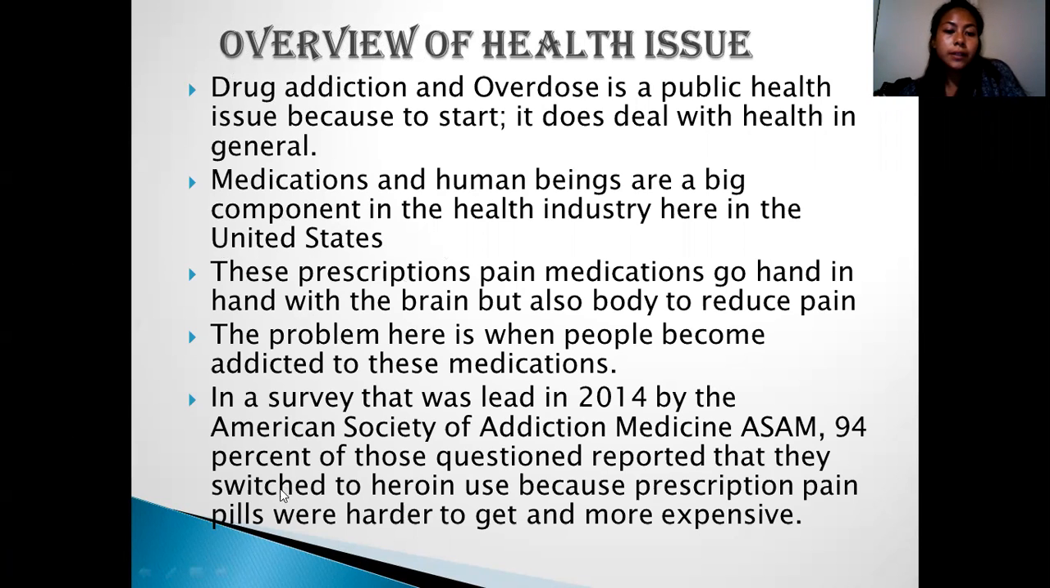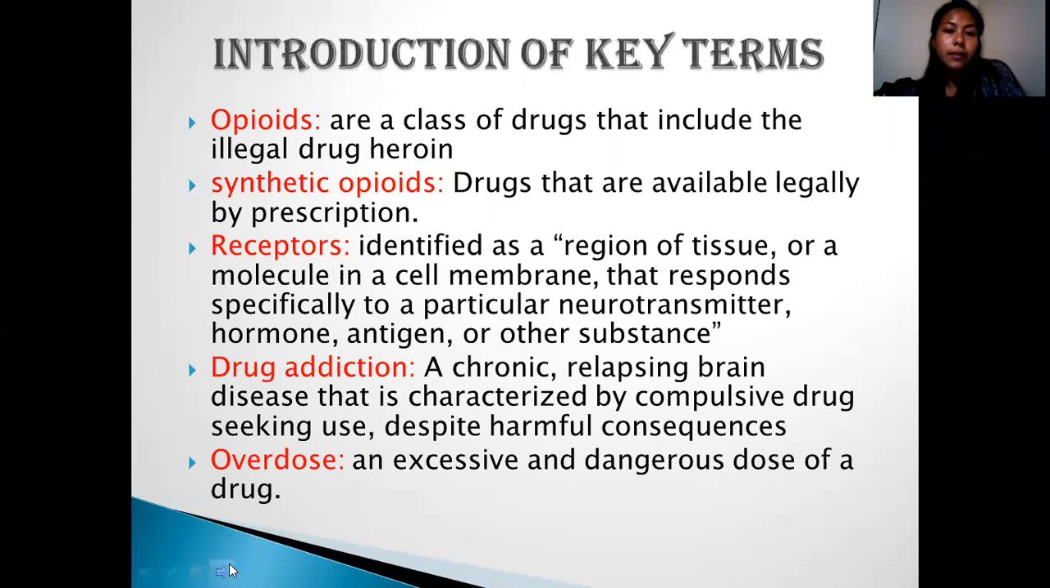Next slide. Introduction of key terms. Some of the key term words I chose were opioids, which are a class of drugs that includes the illegal drug heroin, synthetic opioids, drugs that are available legally by prescription, receptors, which are identified as a region of tissue or a molecule in a cell membrane that responds specifically to a particular neurotransmitter, hormone, antigen, or other substance.